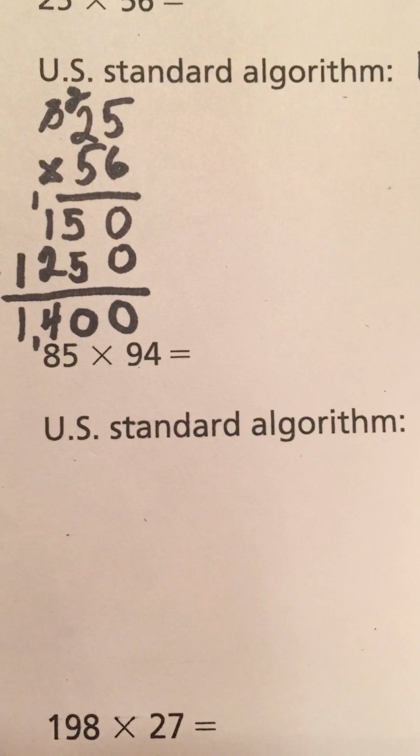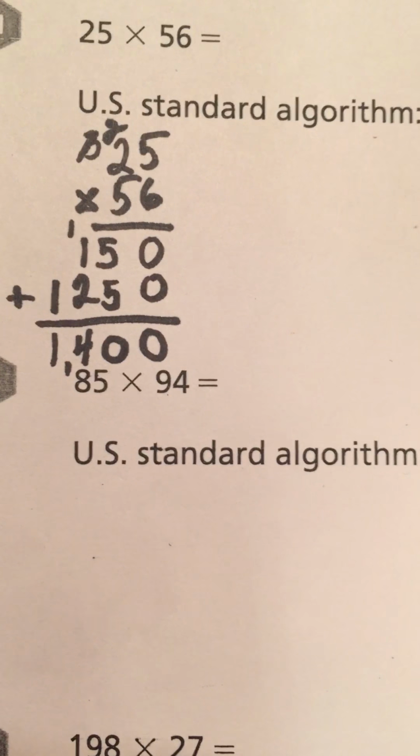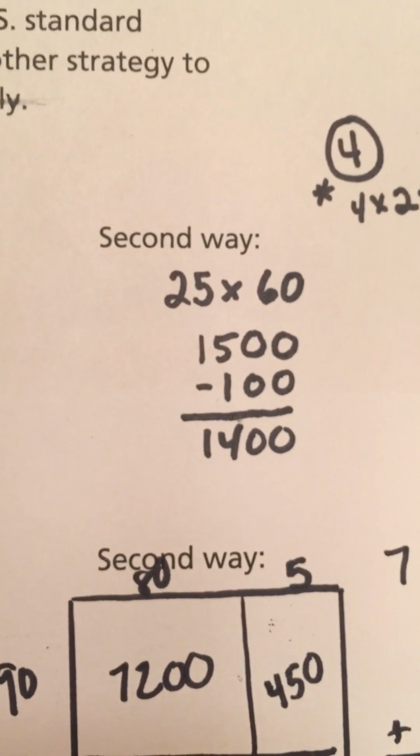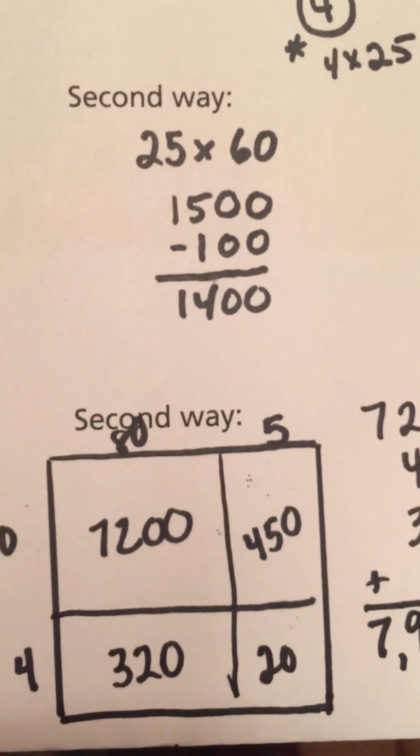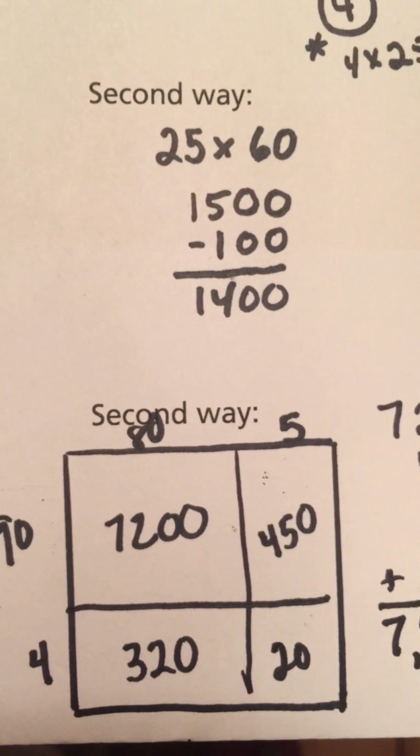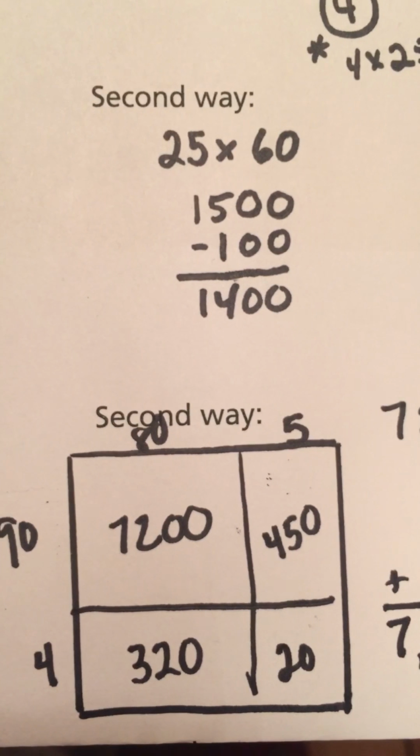You now have to do the last problem by yourself. You can choose either to round a number like we did in number 1 to make it easier to multiply by, or you could use this box or cluster method, okay, where you break up the numbers.